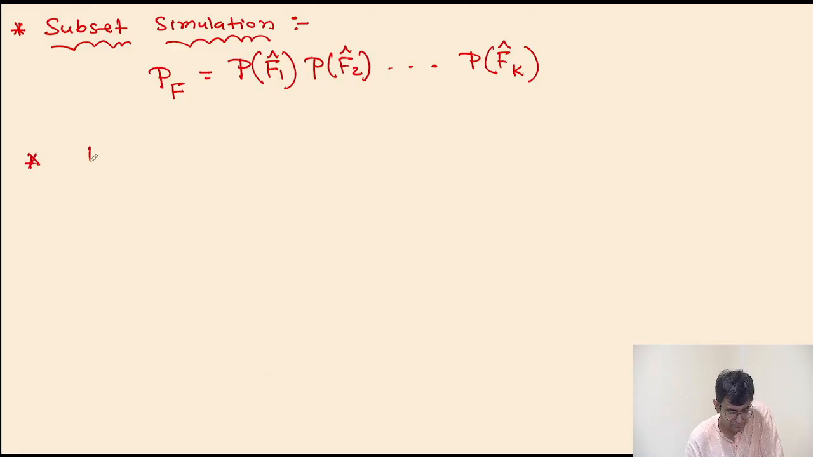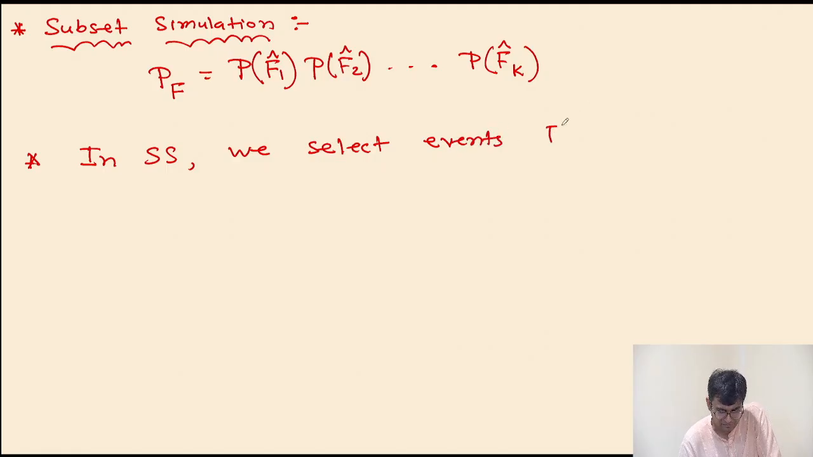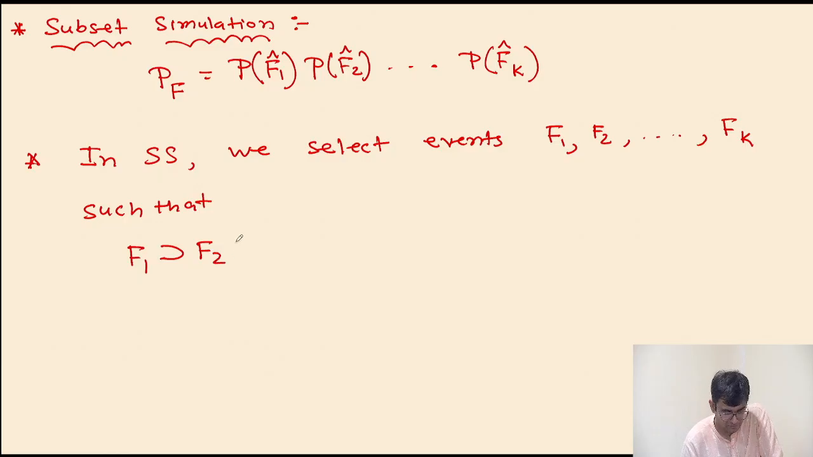So in SS, we select events F1, F2, Fk such that F1 is a superset of F2, which is a superset of F3, is a superset of Fk. Okay. Again, the question will come, how will I define this? So any idea how I can define this F1, F2, F3? Can you think and tell me some way of defining these events for reliability?